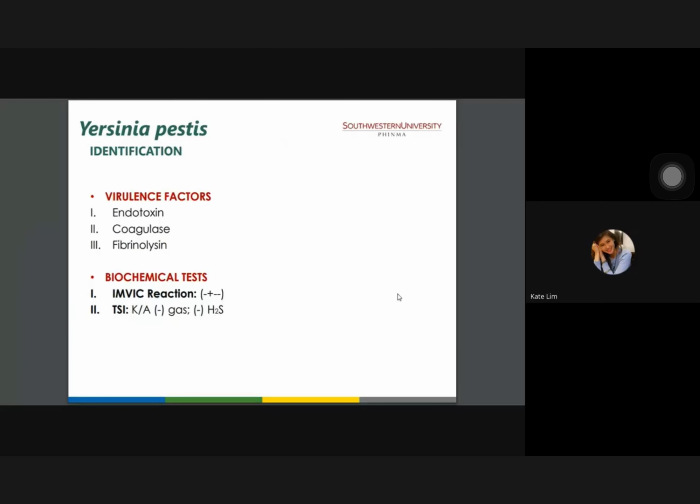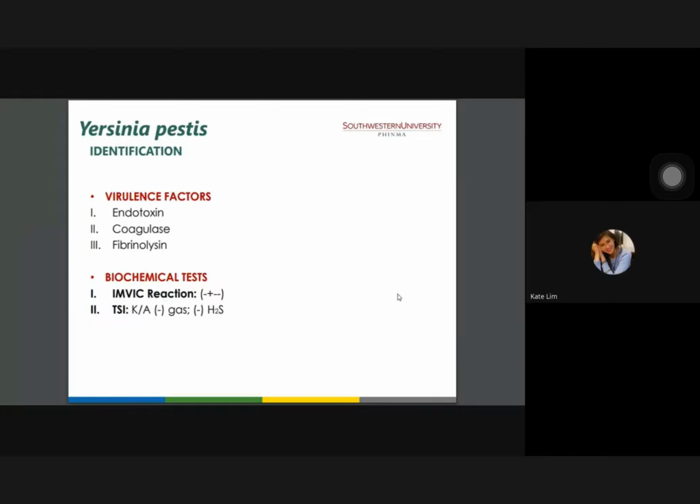Aside from this biochemical test, we also need to remember its virulence factors. Your Yersinia pestis has a series of virulence factors, and that includes your endotoxins, coagulase, and fibrinolysin. If you remember, endotoxins are very common to gram-negative bacteria. Endotoxins can trigger a severe inflammatory response that could contribute to symptoms like systemic shock or fever. So for any systemic infections or symptoms, the culprit is usually the endotoxins.